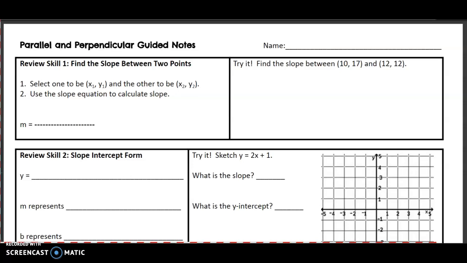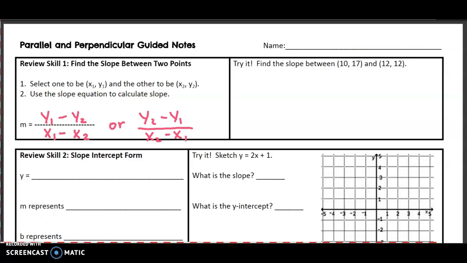The first thing we're going to do is review our skill to find slope between 2 points. We're going to use the slope formula of y2 minus y1 over x2 minus x1. And you can write it as y1 or y2 first. It doesn't actually matter as long as you go in the same order in the numerator and the denominator. So if you want to do y2 minus y1 and x2 minus x1, both of those ways work.